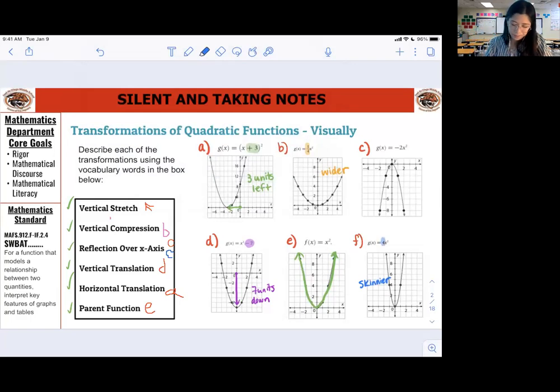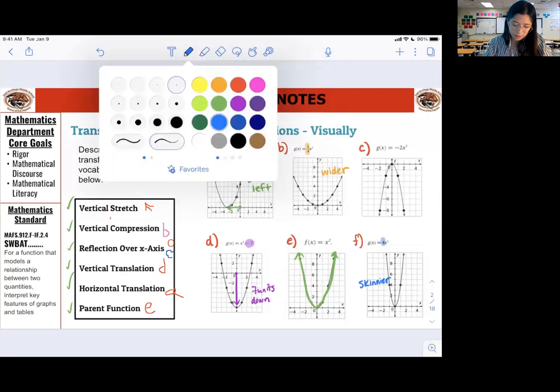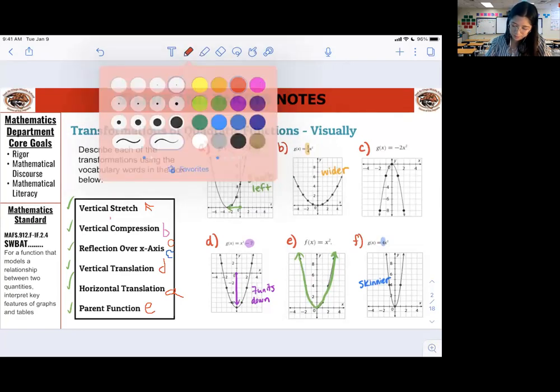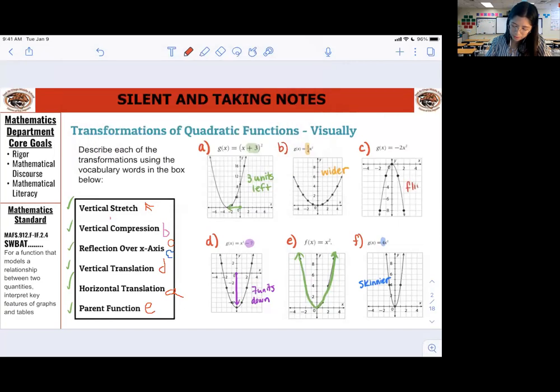And then finally, answer choice C, that's our reflection. This is the reflection. It flips, and that's because of the negative sign in the front. So those are my 5 types of transformations. Do I have any questions on those 5 types of transformations?